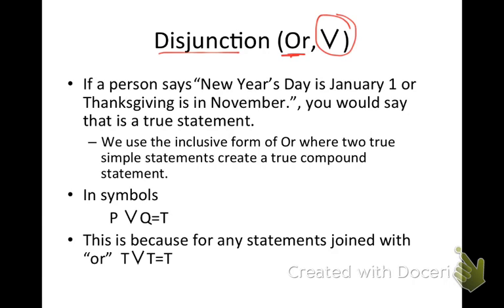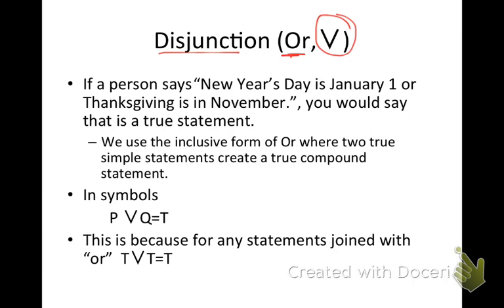Okay, if a person says New Year's Day is January 1st or Thanksgiving is in November, we're going to say that's true. You might be tempted to say it's false because both things are true and you expect the or to be one or the other. In this course, we use what we call the inclusive form of or, where two true statements joined with an or are true. I didn't lie to you. You can't say I lied to you because both of those things are true.